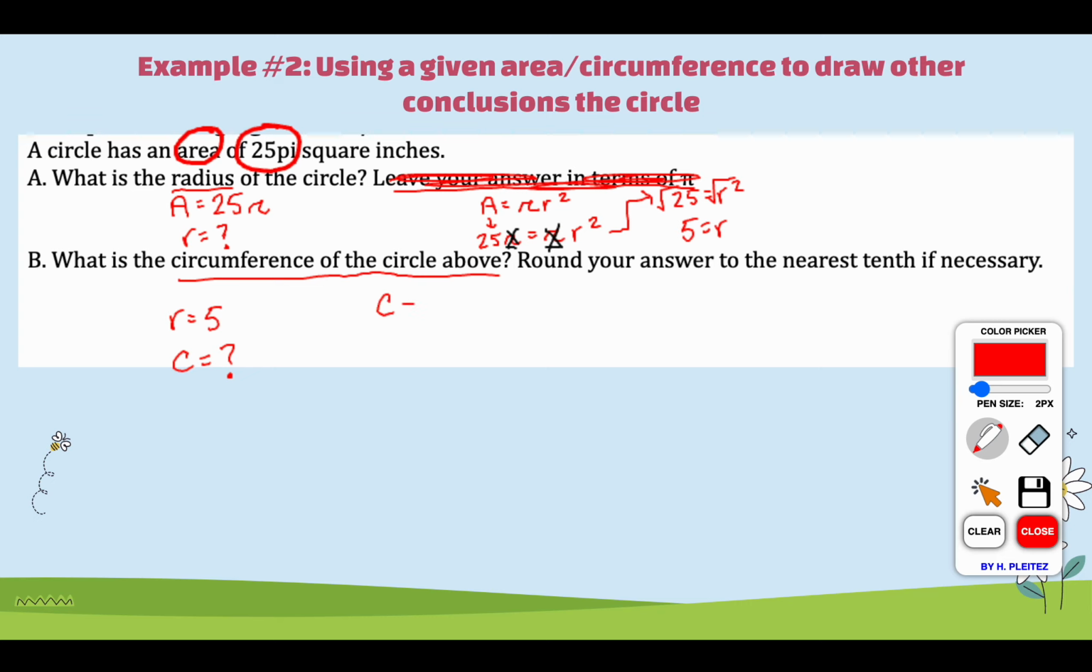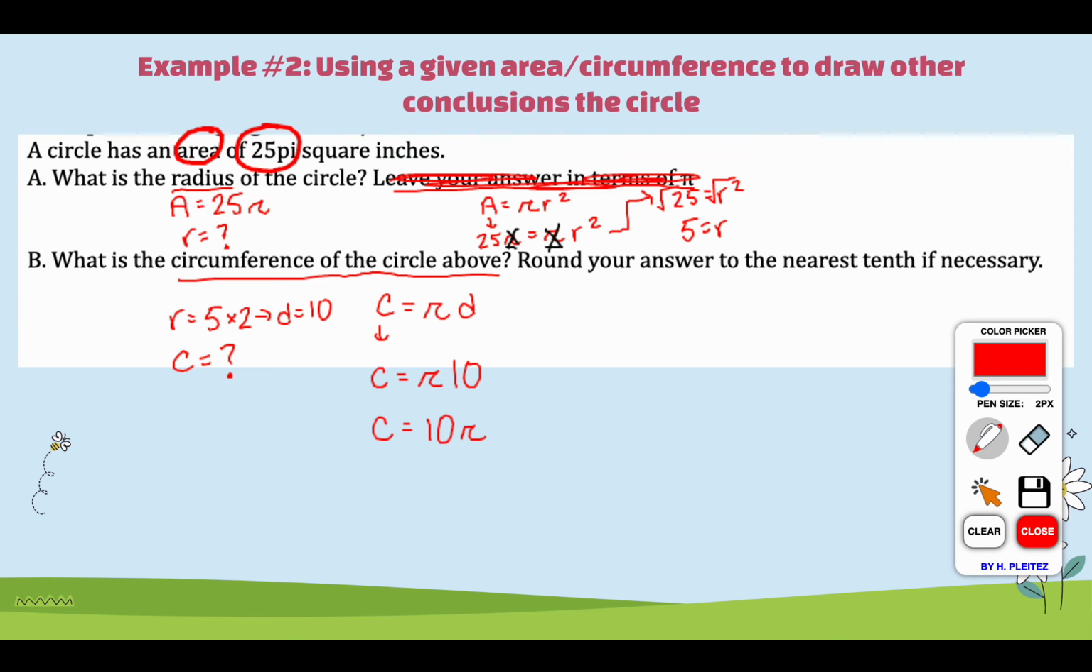Our circumference is going to stay as C. We have pi, and then we need our diameter here. Remember, if I just substituted in 5, I would get the wrong answer. I need to multiply that by 2 to get that my diameter is 10. So C equals 10 pi.